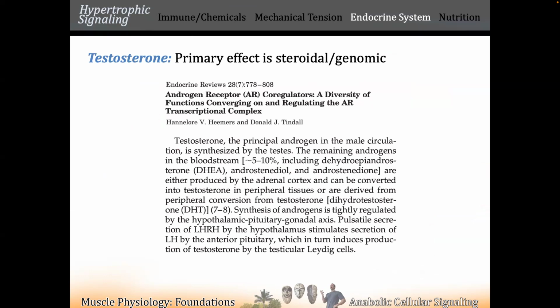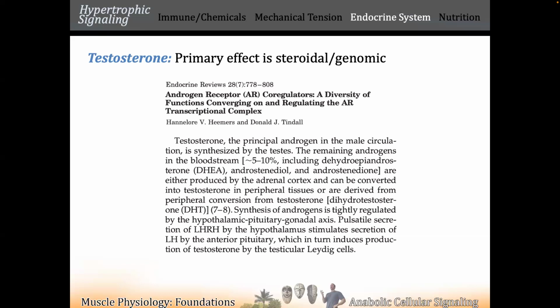And testosterone is the major androgen that we focus on that interacts with skeletal muscle. It's produced in the testes in males in response to the hypothalamic pituitary gonadal axis. So there's luteinizing hormone from the pituitary, which causes the testes to produce testosterone, right? And then women also produce some in the ovaries and adrenal glands.